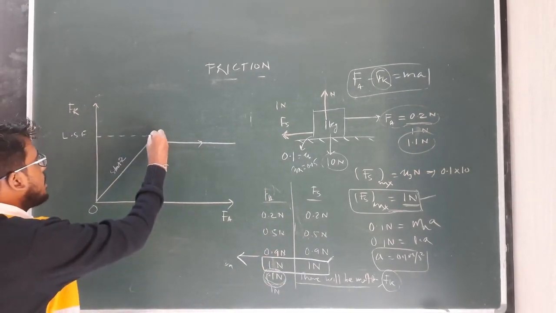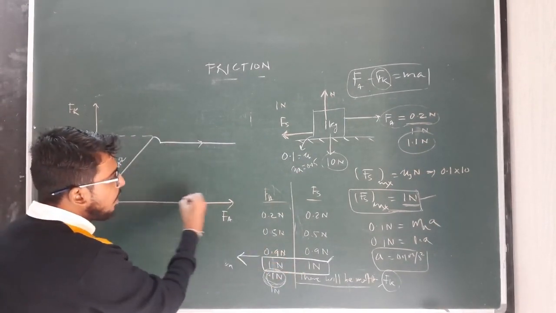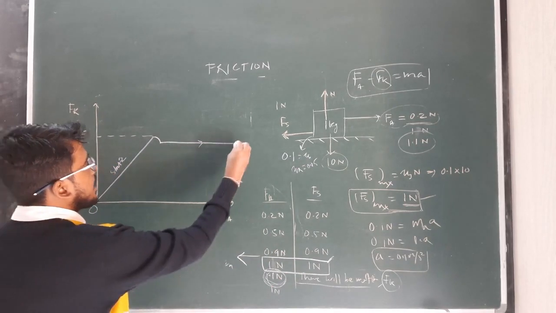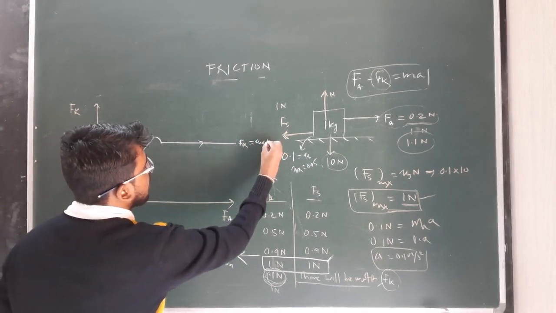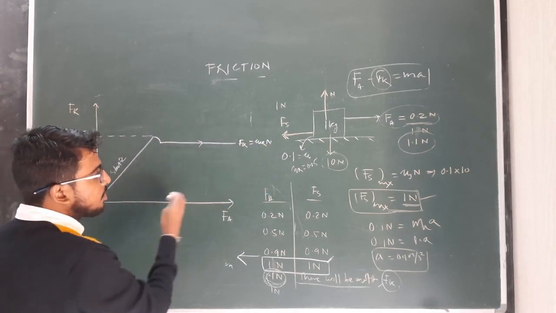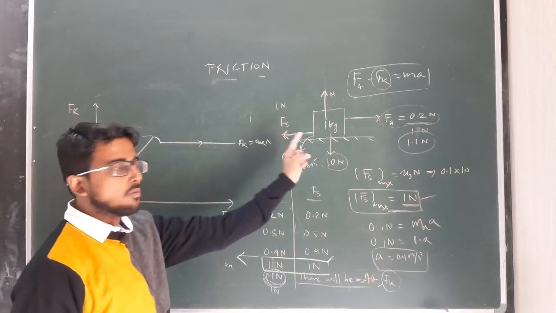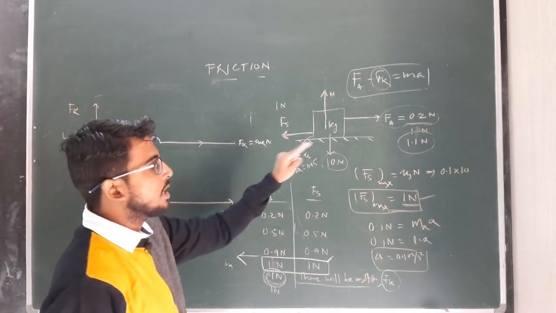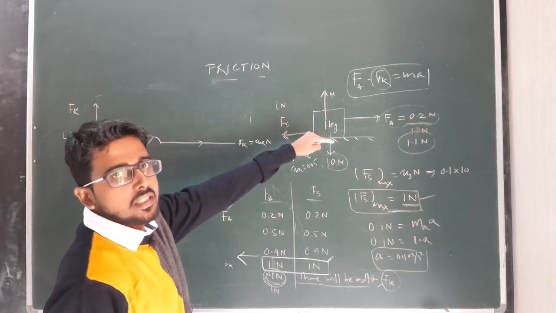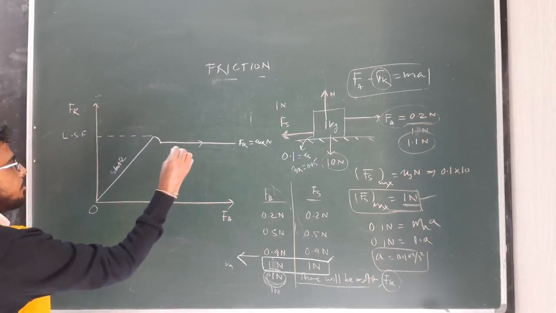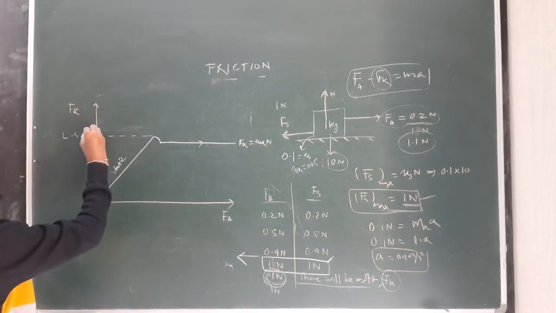So this is known as the limiting case, but the kinetic friction which exists throughout the motion and remains constant is known as F kinetic, which is mu k into N. It remains constant throughout the motion because the surface is not changing. As the surface is the same throughout the motion, the kinetic friction will remain constant because there is no change in normal reaction and no change in type of surface. Clear? So you have to remember that the kinetic friction is slightly less than the limiting static friction.